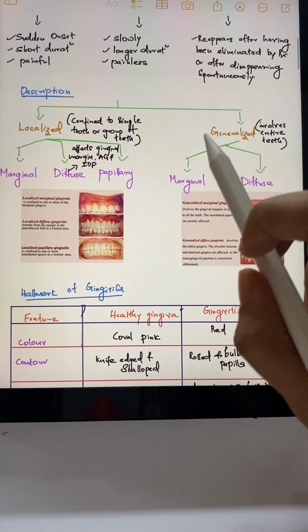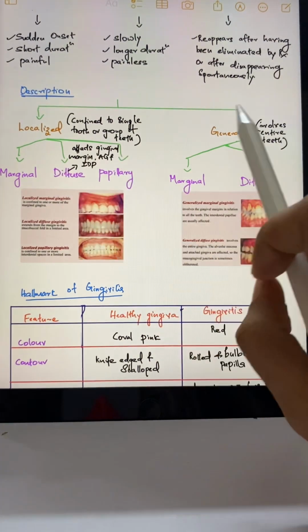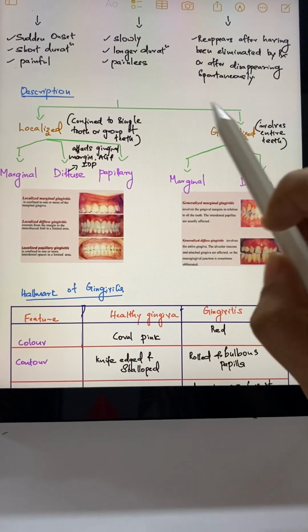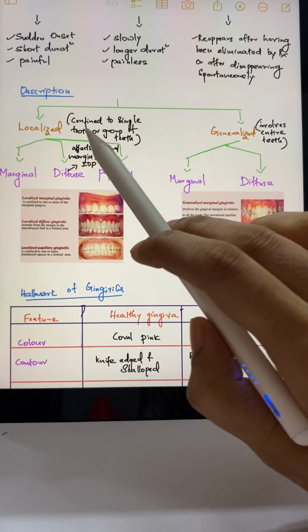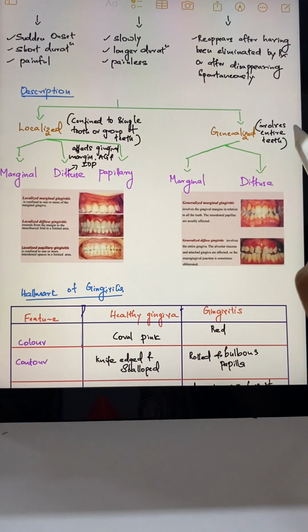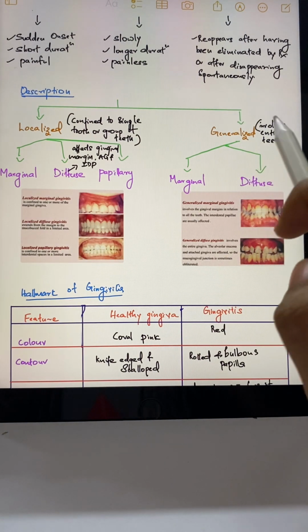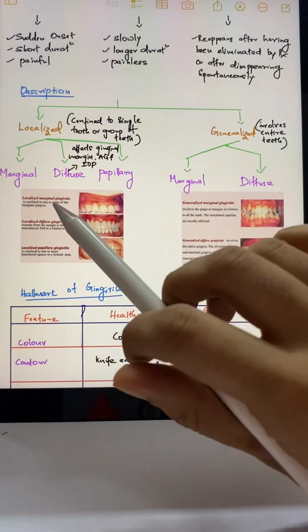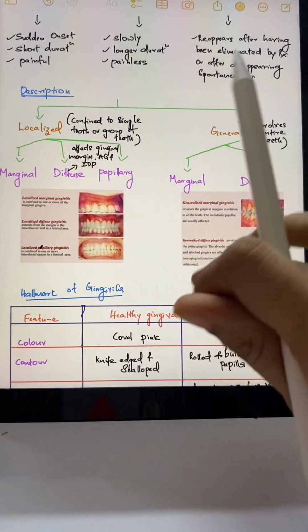Then gingivitis is divided into localized and generalized gingivitis. By the term localized, we know this is confined to a single tooth or a group of teeth. Generalized means it involves the entire set of teeth. Then this is also divided into marginal and diffuse.